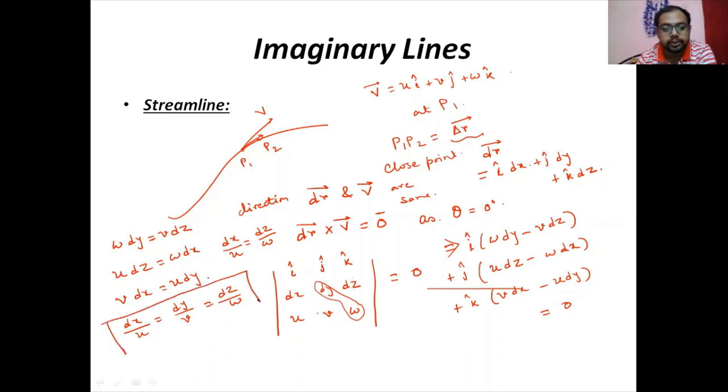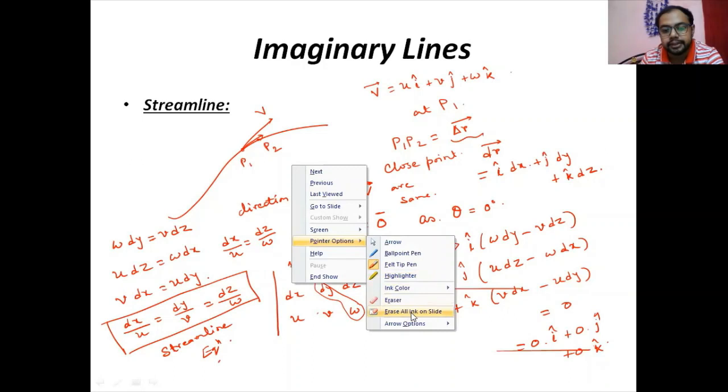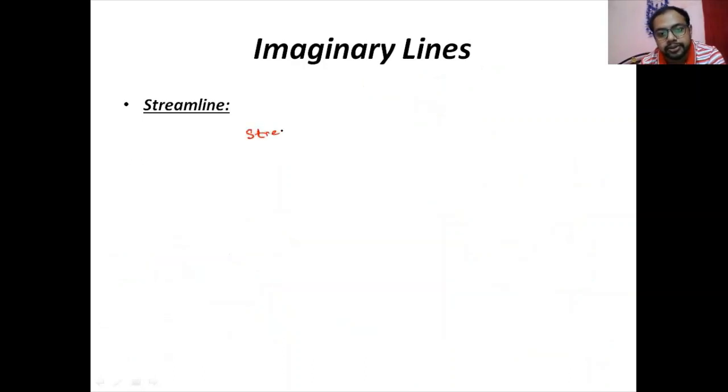This equation is known as the streamline equation. We are getting this in this manner. So the null vector concept we are taking here. Null vector means 0 magnitude along i direction, 0 magnitude along j direction, 0 magnitude along k direction. So I am writing it down in a fresh way. The streamline equation, most important thing: dx by u, dy by v, dz by w. That is the streamline equation.